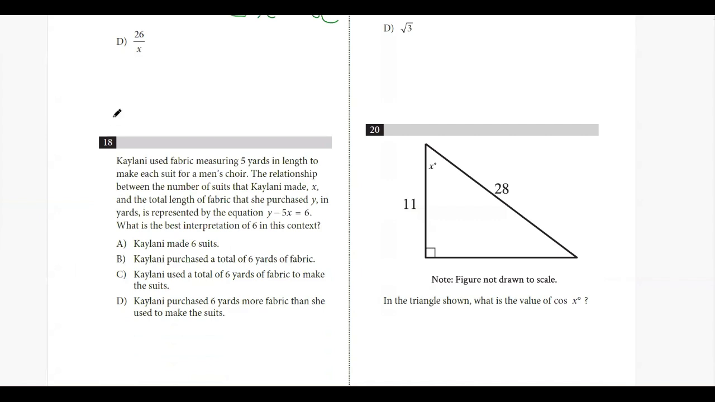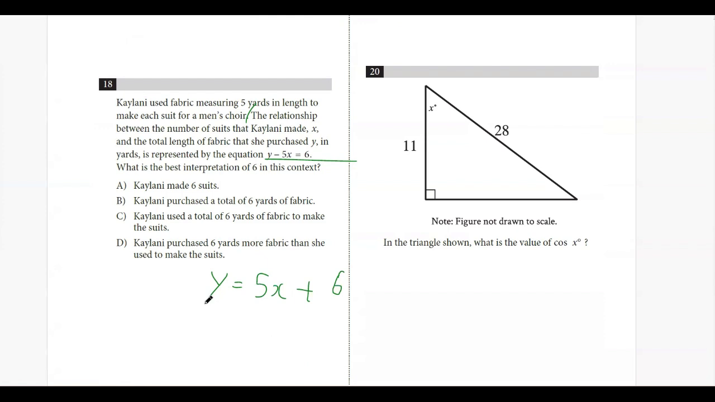Kaylani uses fabric measuring 5 yards in length to make each suit for a men's choir. The relationship between the number of suits that Kaylani makes, x, and the total length of fabric she purchased, y, in yards is represented by the equation y minus 5x is equal to 6. What is the best interpretation of 6 in this context? So if I rearrange this, it's a little tricky here. I could write it like this. It's not a total. We're comparing y and this 5x here. So this 6 is 6 more units.